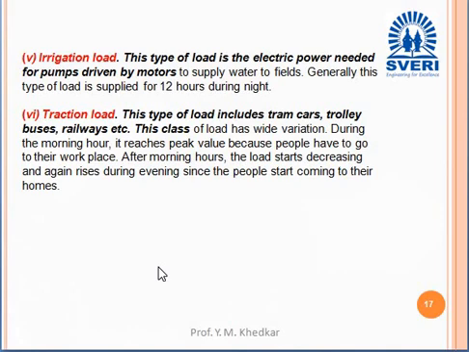So, friends, this is the study about the load curves, load duration curves and the load factors. In the next video, we are going to see some numericals based on these concepts. That's all for this lecture.